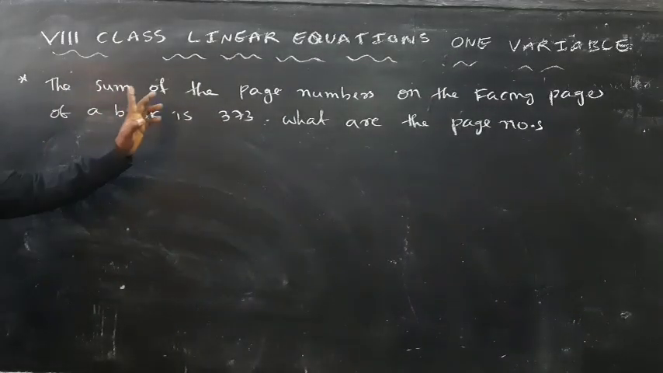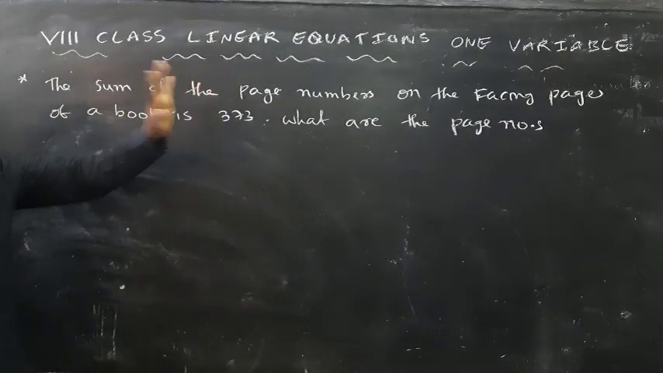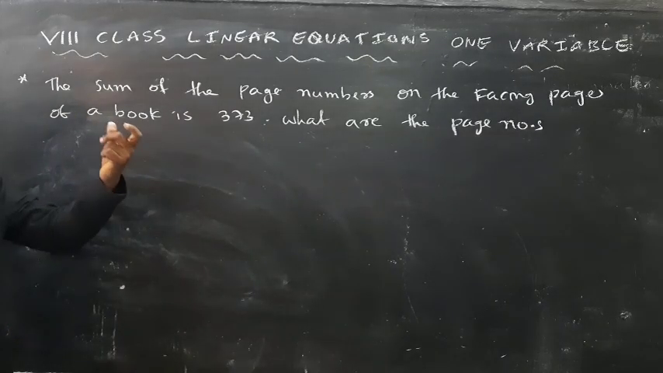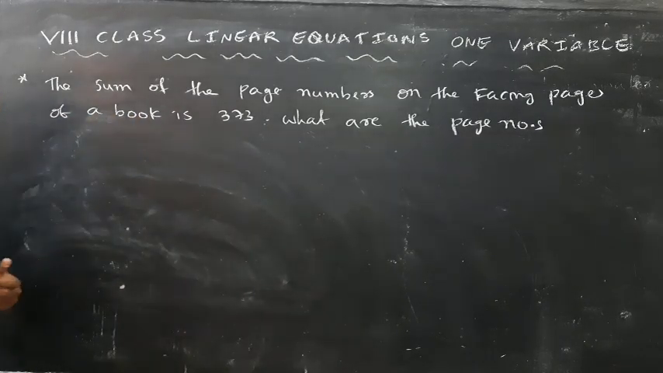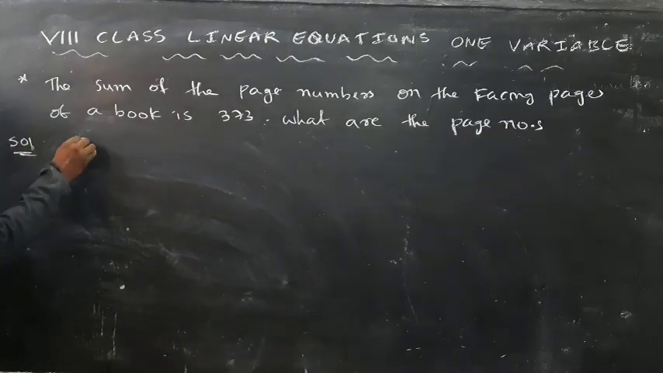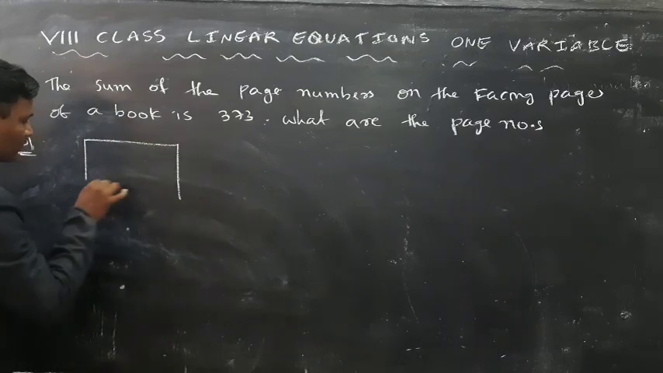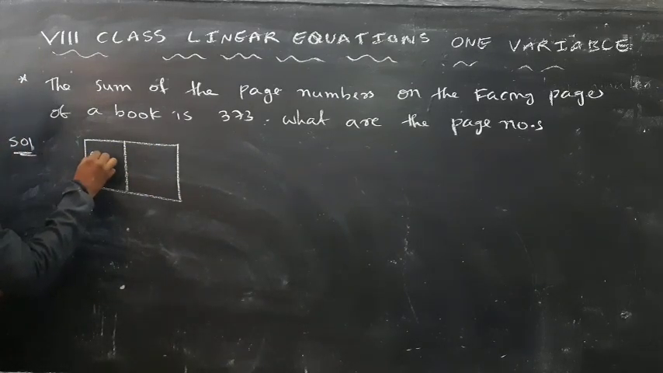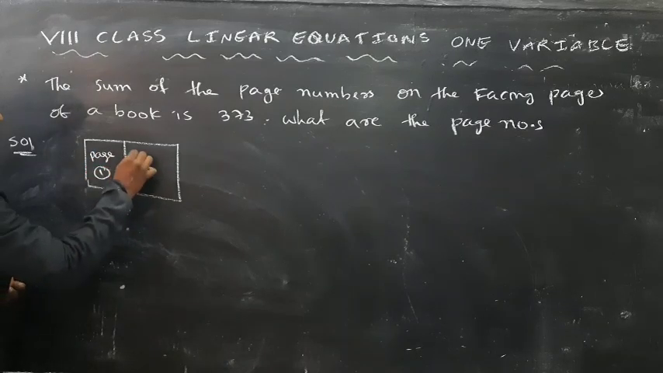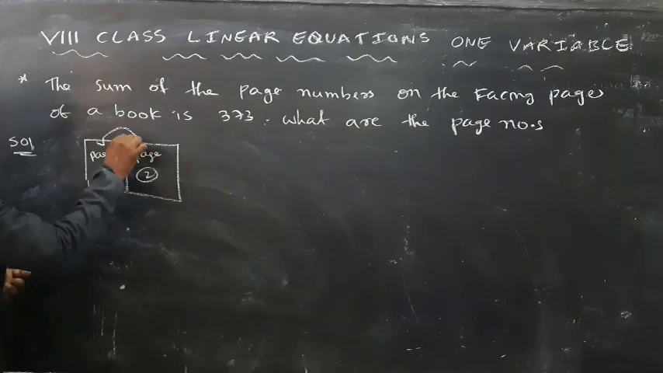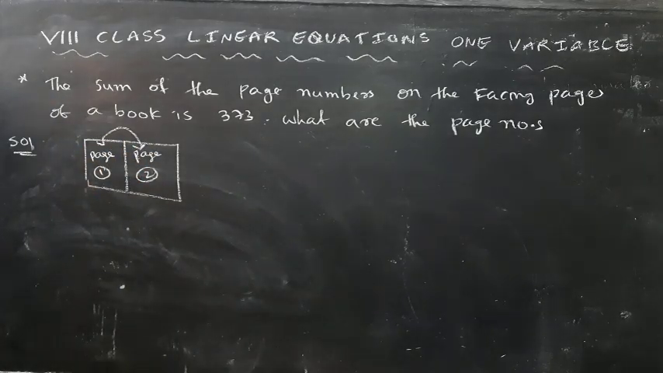The sum of the page numbers on the facing pages of your book is 373. What are the page numbers? Solution. Here one book is given. So in that book I have two pages, page 1 and page 2. So the sum of these two numbers is nothing but 373.